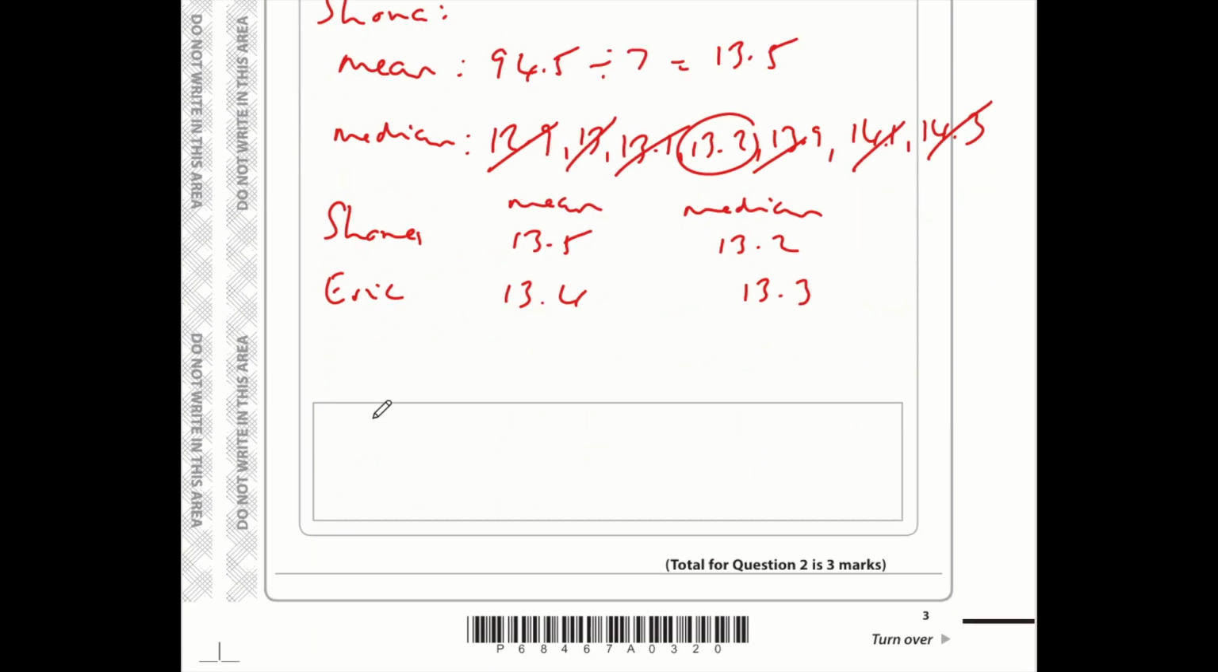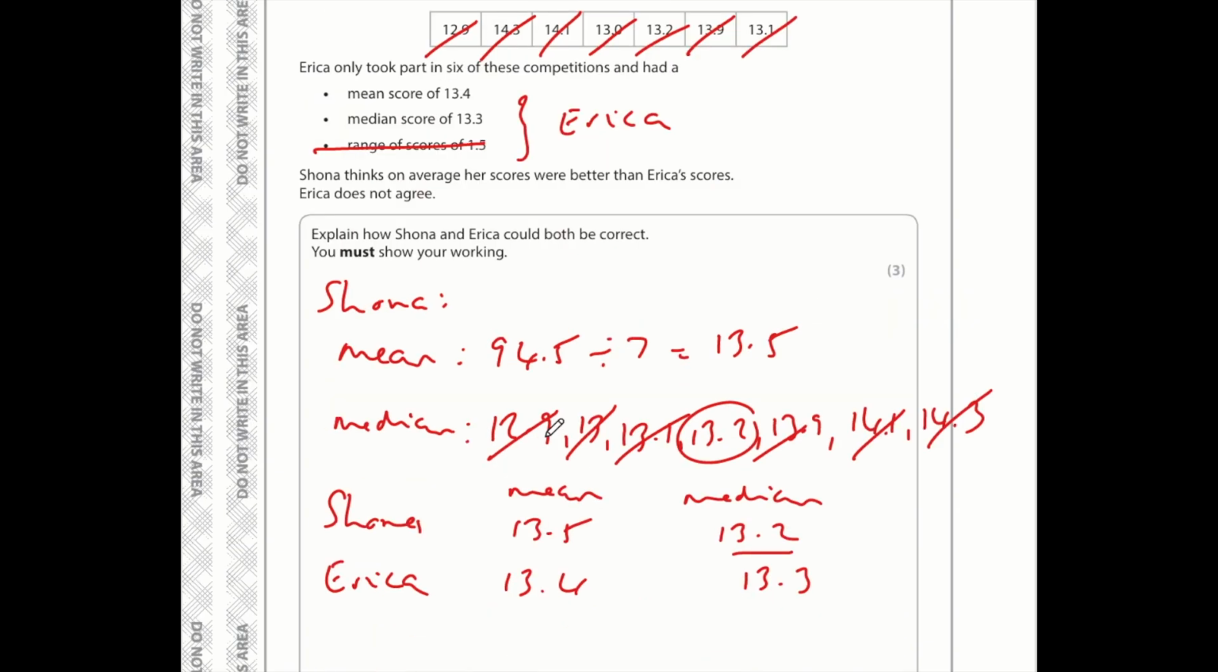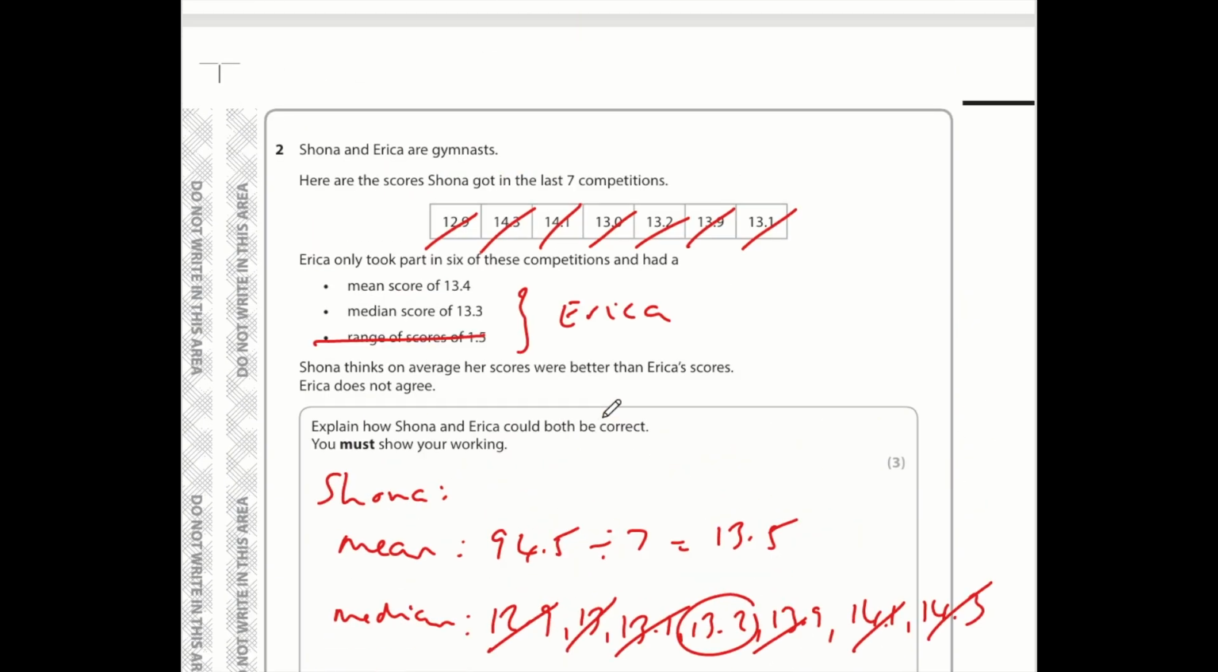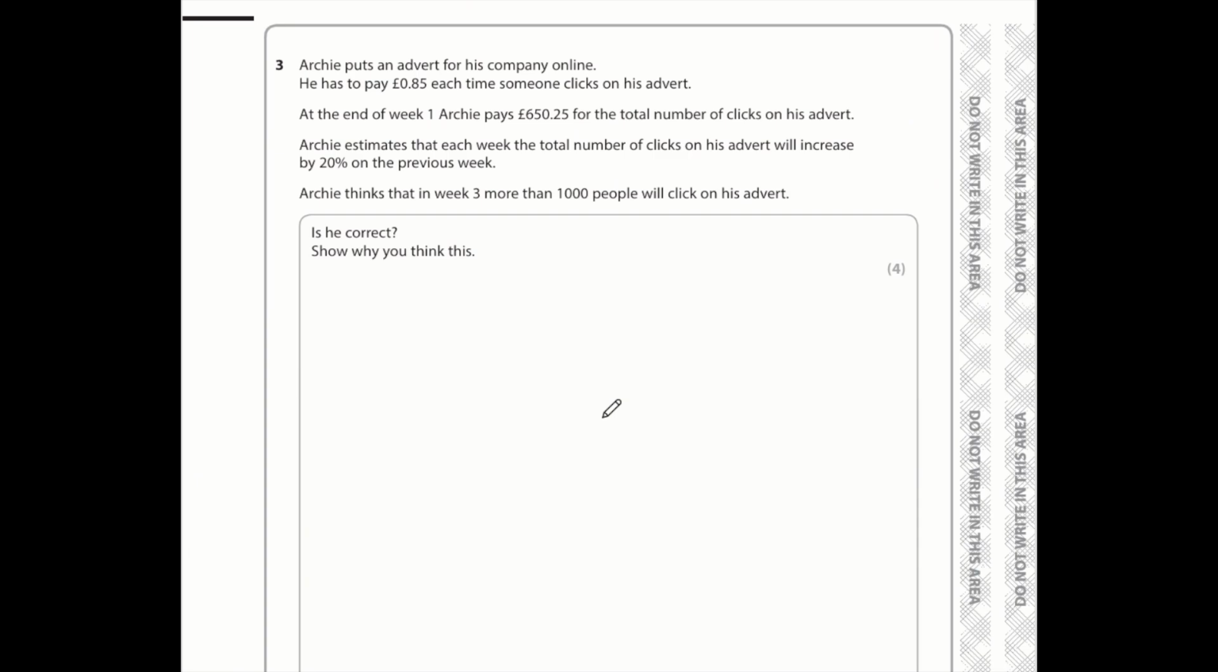Okay, so if we're using the mean, we can see that Erica is faster, but if we're going off the median, we can see that Shona is faster. So both are correct. It depends on which average you want to use. If you're using the mean, then Erica's the quickest swimmer. If we're going off the median, Shona is the quickest swimmer. Was it swimming? Oh, gymnast. There we go. Right. Okay, question number 3.